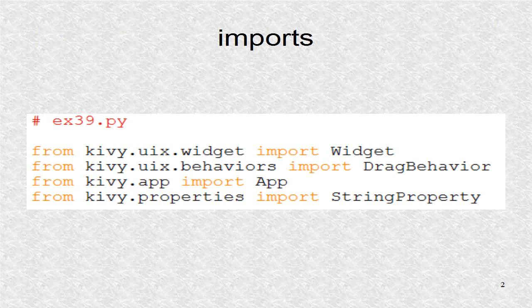2. To use DragBehavior, it must be imported from the kivy.uix.behaviors module. We update a string property to indicate the current state, that is, whether we are dragging or not.